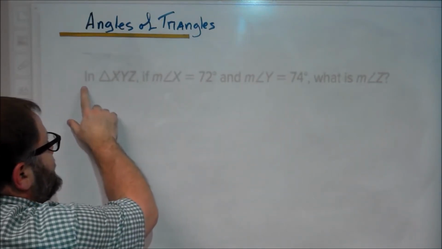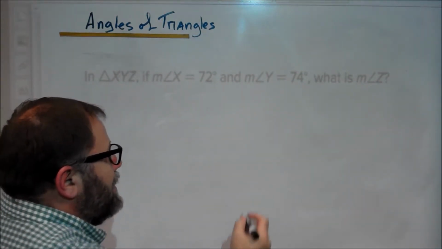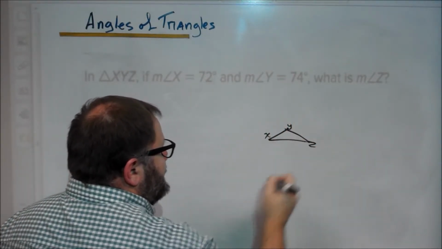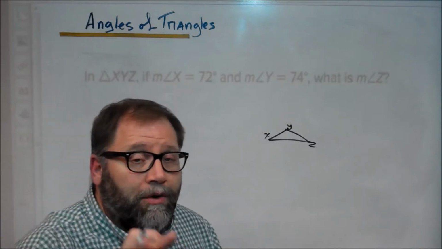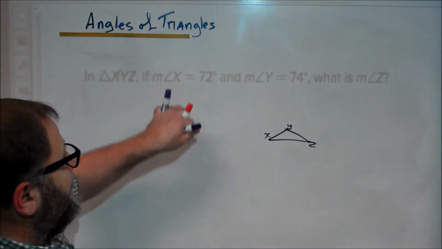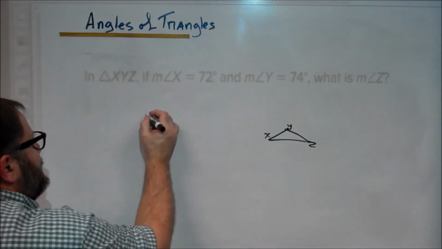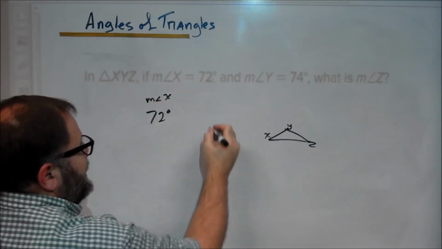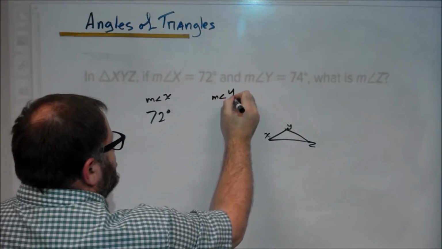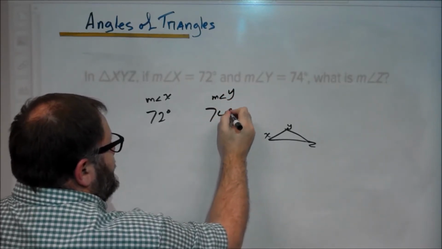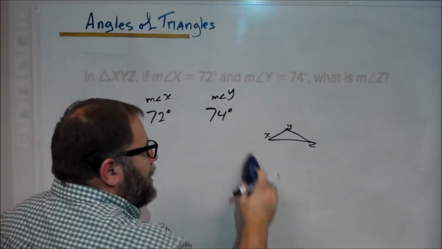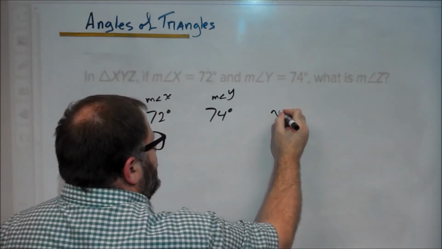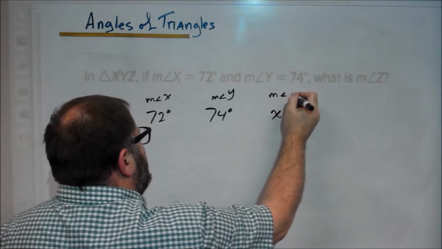What this tells us is if triangle XYZ, so that is a triangle with an X angle, a Y angle, and a Z angle. We do not know what it looks like. We don't need to. Has a measure of angle X, which is 72 degrees. That's the measure of angle X. And the measure of angle Y is 74 degrees. And what we don't know is the measure of angle Z. So angle Z is unknown.